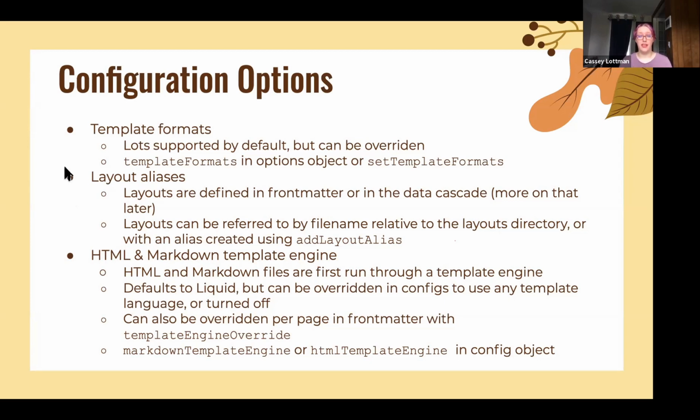and you can pass in an array of just the template formats that you care about. Layout aliases are really helpful. So if you have a layout, it includes /layout/post. You don't want to write that big long file name in all of your posts. So you might alias include /layout/post to just the word post. You'll find those with addLayoutAlias using the configuration API.